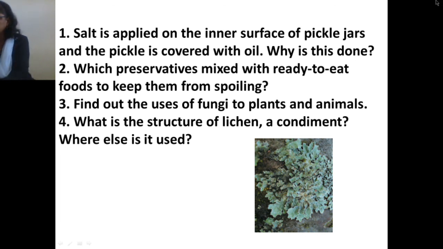Again, I want to explain this. Salt is applied on the inner surface of the pickle jar and the pickle is covered with oil, because fungal growth is arrested. Fungal growth is arrested because of this oil and salt. Salt and sugar are natural preservatives. And for ready to eat food, which type of preservatives? Chemical preservatives. For example, sodium nitrite, sulfides and sodium benzoate. Okay, understood? In this lesson we learned about harmful bacteria, then about alcohol, about antibiotics. Understood the lesson? Yes, okay. Thank you.